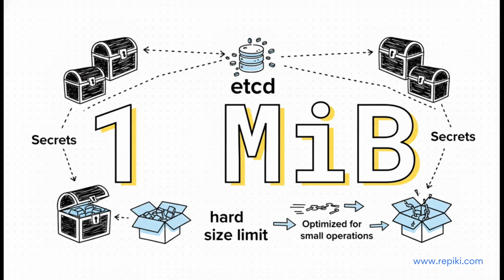Oh, and one more thing to keep in the back of your mind. Both Secrets and ConfigMaps have a pretty strict size limit. You've only got 1 MB to work with, and that's because all this data gets stored in etcd, which is the brain of your cluster. It's built for being super fast with small bits of data, not for storing giant files.